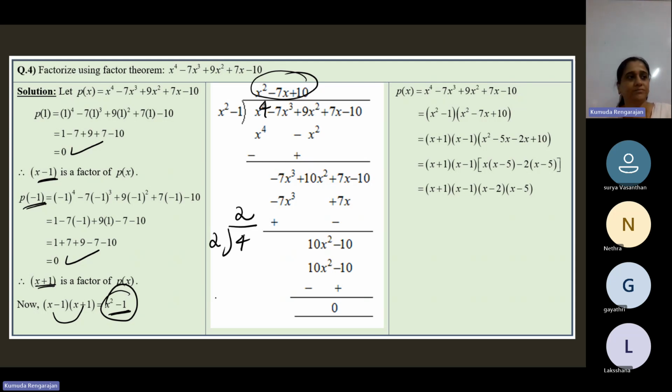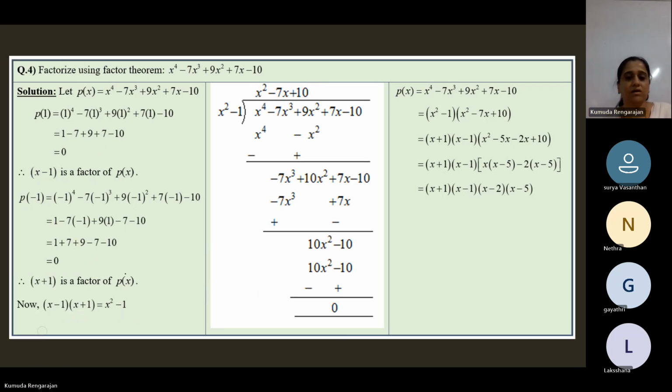2 into 2 is 4. The given polynomial is a biquadratic polynomial, and you're dividing this by a quadratic polynomial, so the quotient also will be a quadratic polynomial. So long division, you should be able to help yourself now. So this is the biquadratic polynomial. Divide that by x square minus 1. You will get 0 remainder. And you can see the quadratic quotient here.